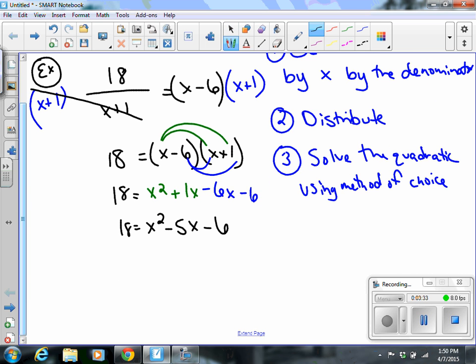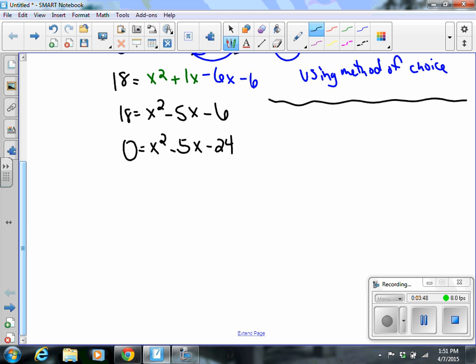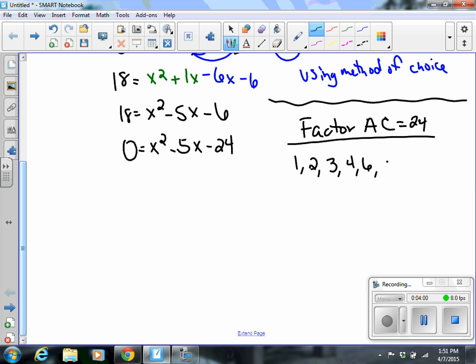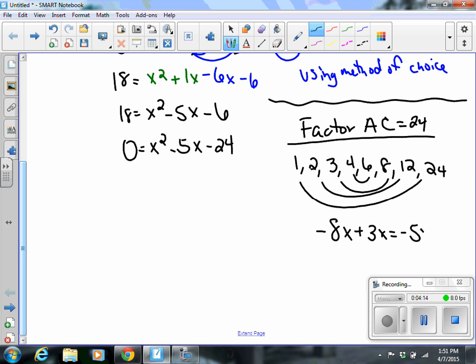So before I even get to the factoring, I know right away I'm going to have to move that 18 over so it equals 0. So 0 equals x squared minus 5x minus 24. So I'm going to, like I said, factor. So I'm factoring by AC, which 1 times 24 gives me 24. So I've got 1, 2, 3, 4, 6, 8, 12, and 24. Match up the appropriate sets. My goal here is to get to negative 5x. If I have a negative 8x plus 3x, that gives me a negative 5x.